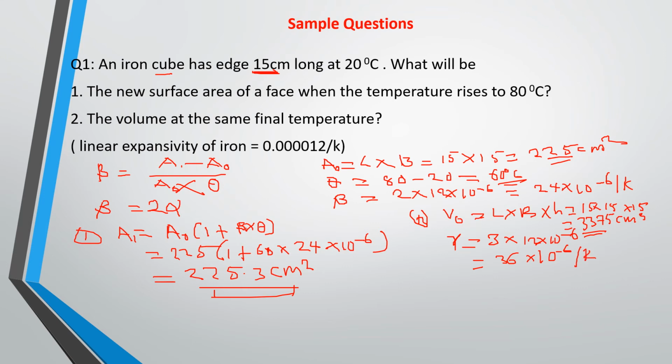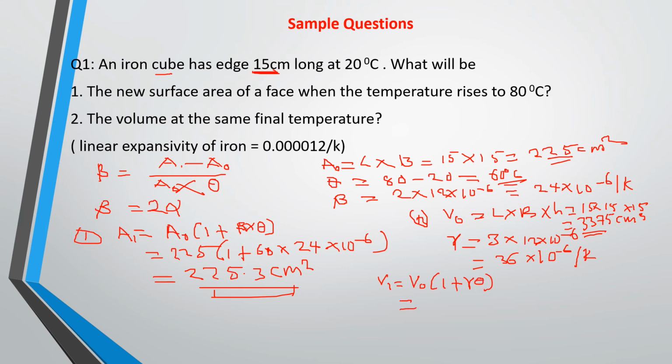So the way we did it for the area, you can do it to get your new volume. Your new volume will be equal to VO bracket 1 plus your volume expansivity times change in temperature.